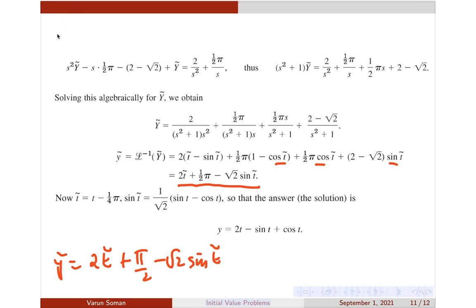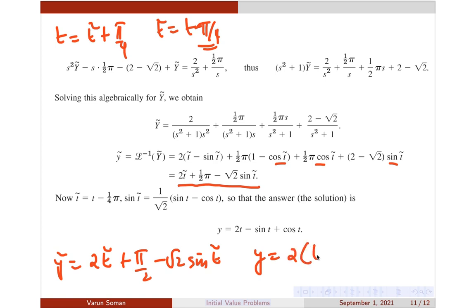Okay, now to get back the original function y, what I will do is give the value of t tilde. Your t was actually t tilde plus, what was the initial condition? I think it was pi by 4, right? Yeah, pi by 4. So your t tilde is simply t minus pi by 4. So in this value, give the value of t tilde in terms of t minus pi by 4, then you will get y. So y is actually 2 into (t minus pi by 4), plus pi by 2 minus root 2 into sin (t minus pi by 4).